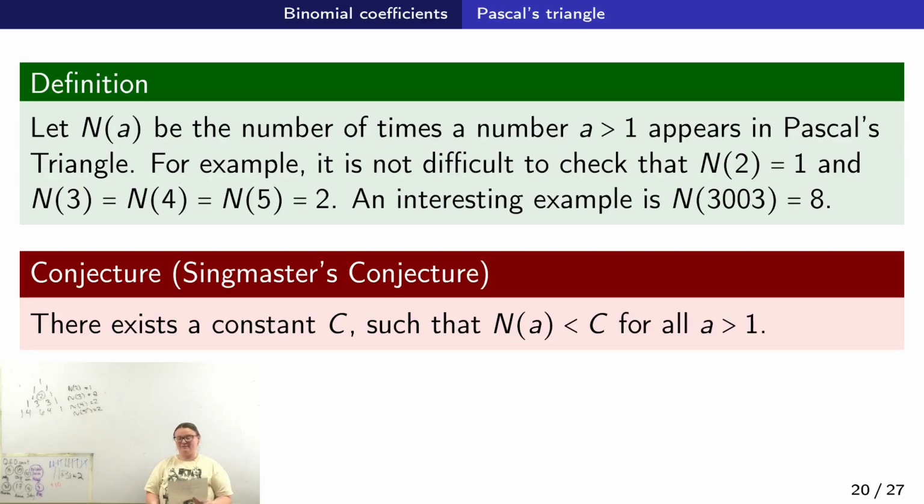And all numbers of the form P choose 2 for prime greater than 3, these all show up 4 times. And there's infinitely many numbers that show up exactly 6 times. And the smallest number to occur 6 times or more that we currently know is this one.